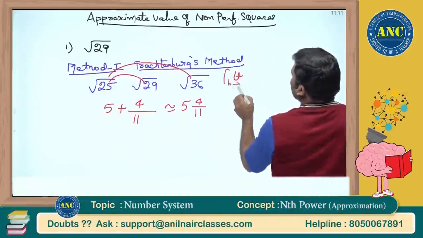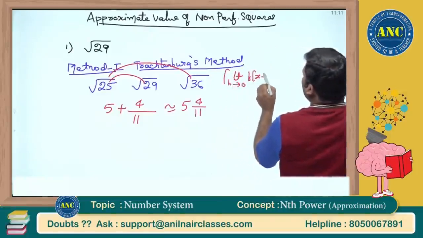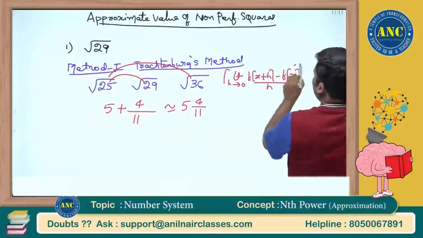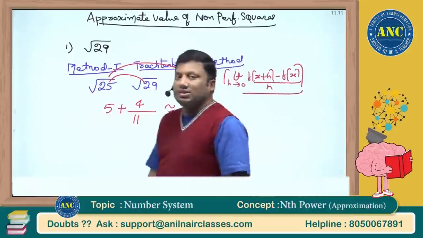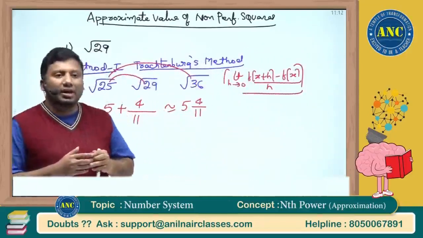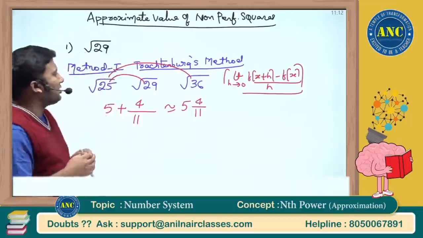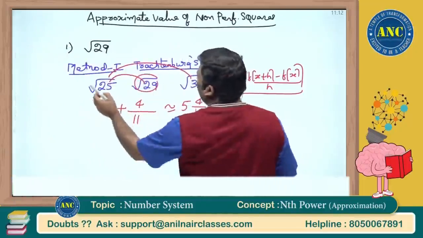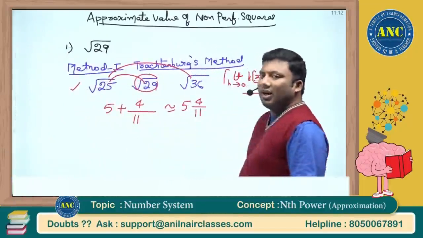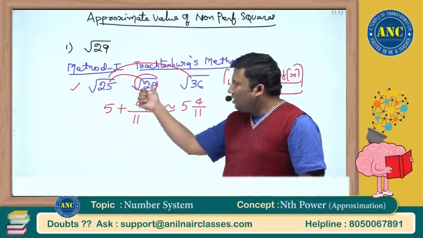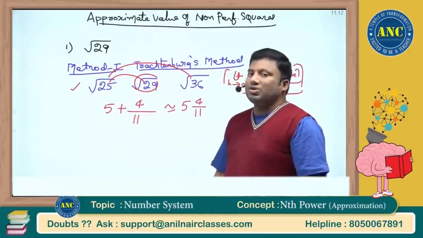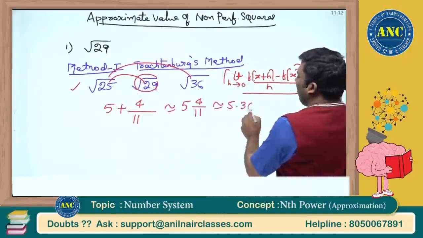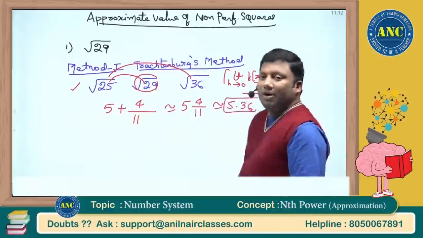Where did this concept come from? Limit h tends to 0, f of x plus h minus f of x by h. From these limits, he has given this proof. You can download Trachtenberg's book of speed mathematics, then you will get this approach. Square root of 29 lies between root of 25 and root of 36. 5 plus 4 by 11. 4 by 11 is approximately 0.36, so it is close to 5.36. This is one method.